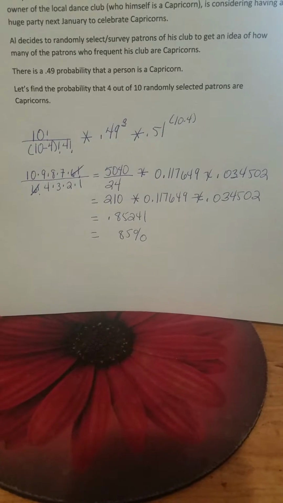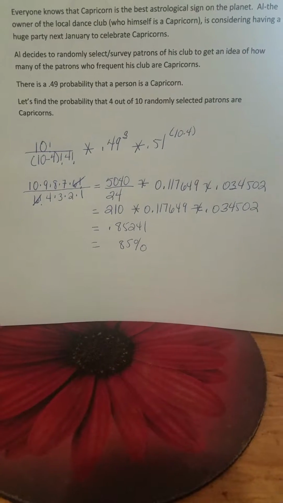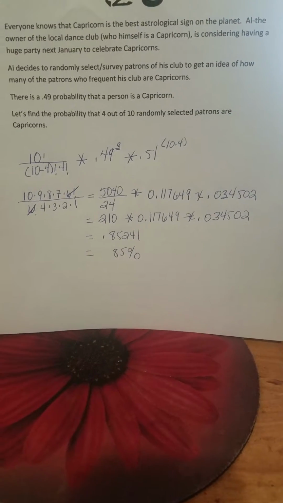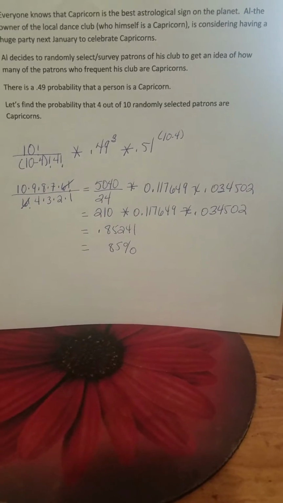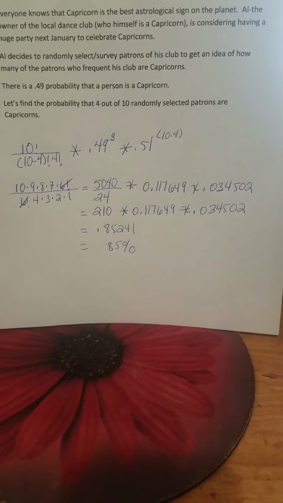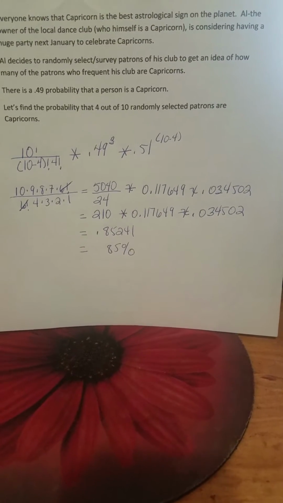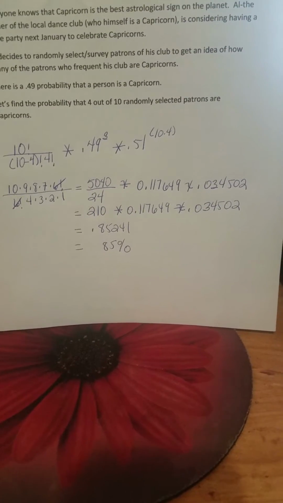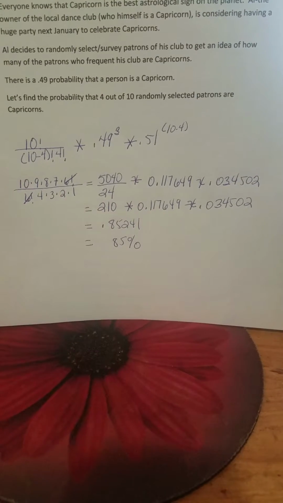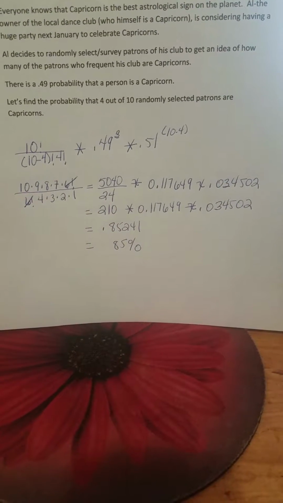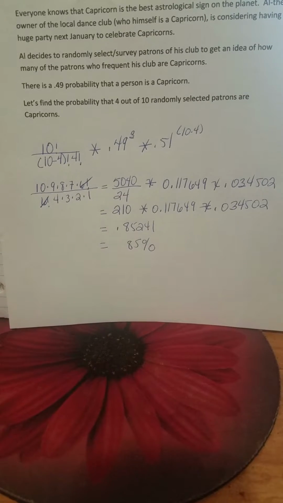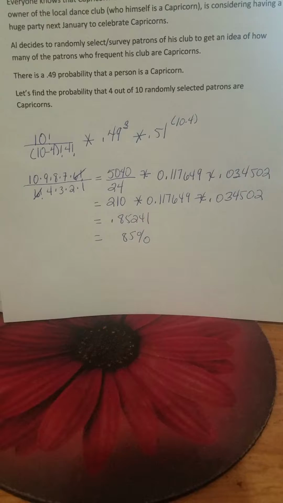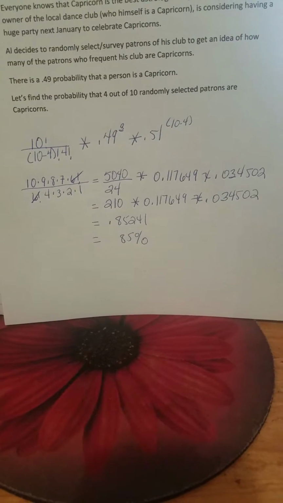We take that number and multiply that by 0.49 to the third power, which is the probability that a person will be a Capricorn. And we multiply that again by 0.51, which is the chance of failure, to the 10 minus 4, which again is the number of trials minus the number of successes.